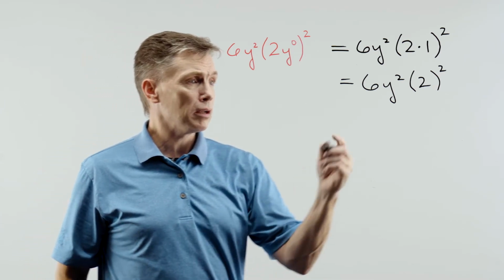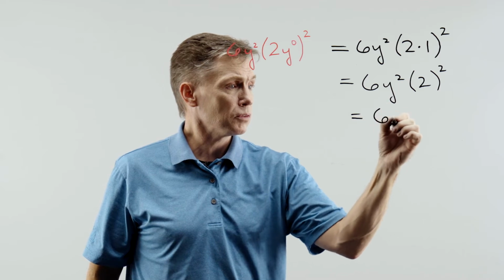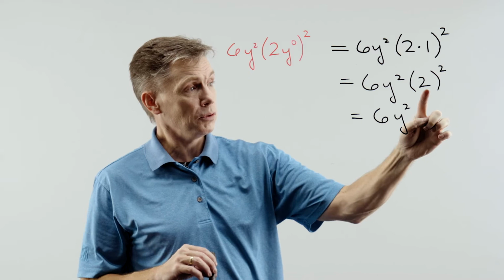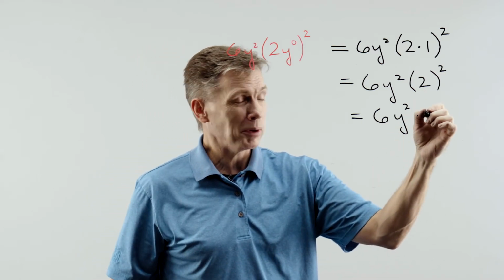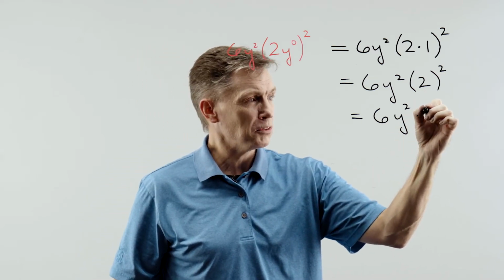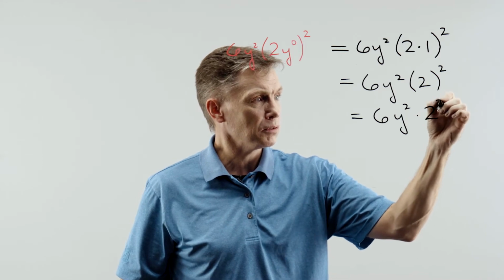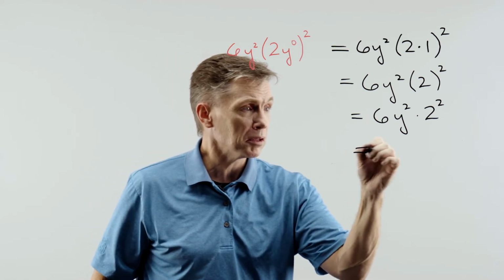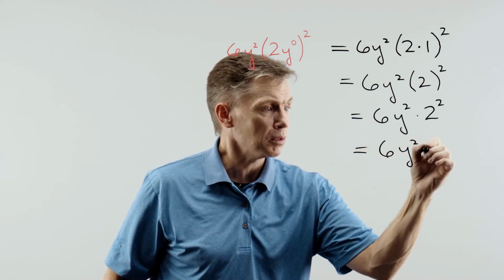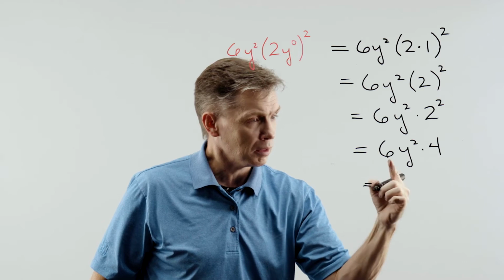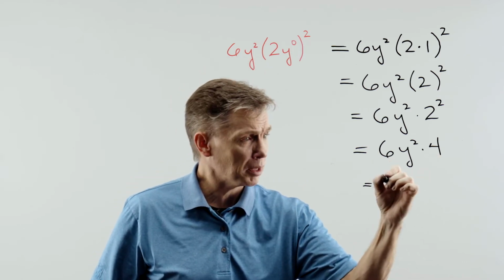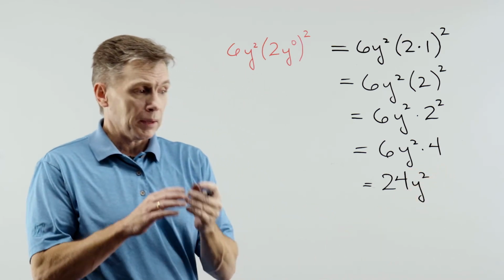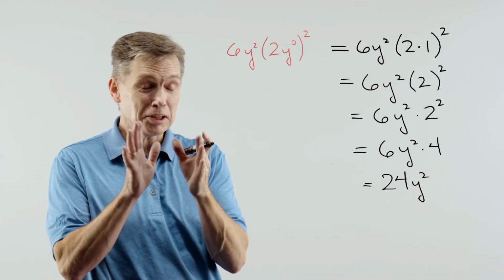All right, and now I'll go ahead and evaluate that. The 6 is still there, the y is still there, squared. But this 2, I said I was going to evaluate it, but maybe I'll even write one more step. That 2 that's inside the parentheses gets this exponent of 2, right? 2 squared. Okay, now I'll evaluate it. 6y squared times 4. And then, of course, the 6 and the 4, we should multiply those together and get 24y squared.